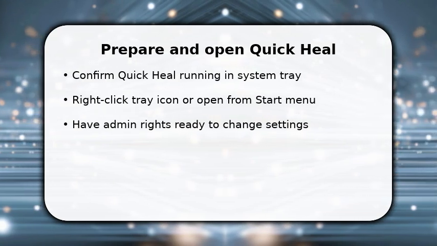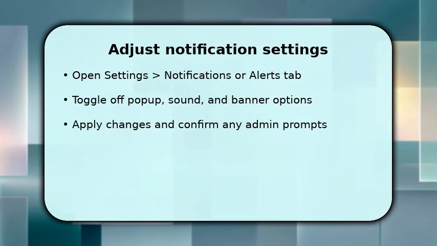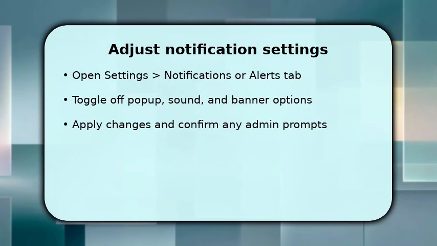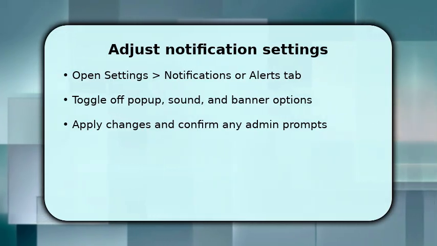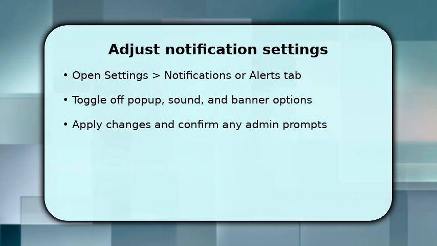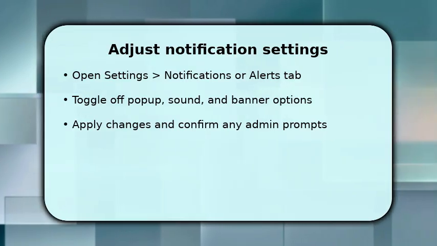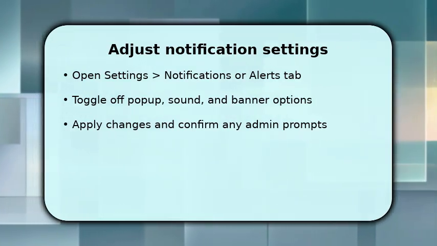Once inside Settings, find the Notifications or Alerts section. Different versions might label it slightly differently. You want to disable pop-up alerts, sound alerts, and banner notifications. Toggle each off. If there's an advanced or event-based list, uncheck daily update messages and non-critical warnings.